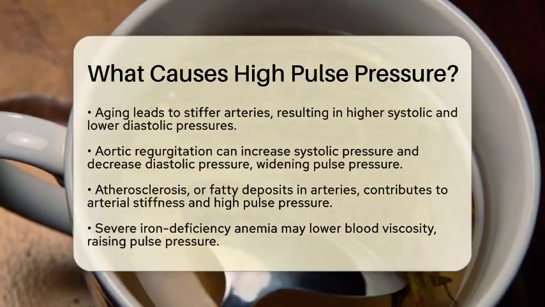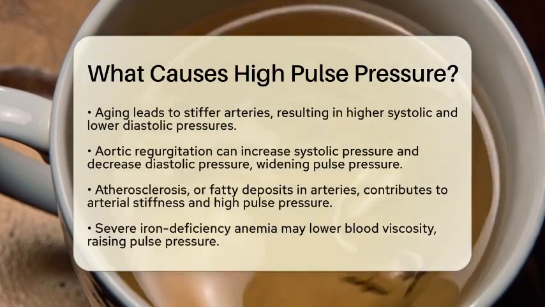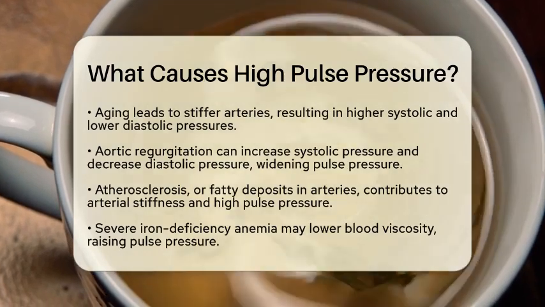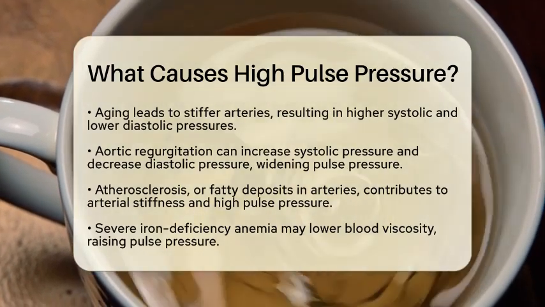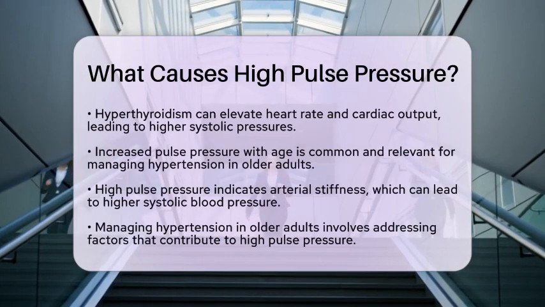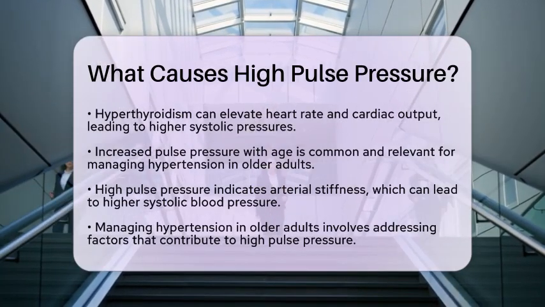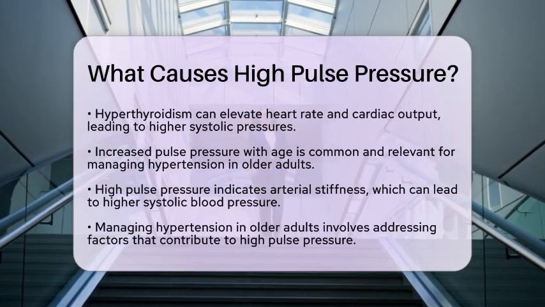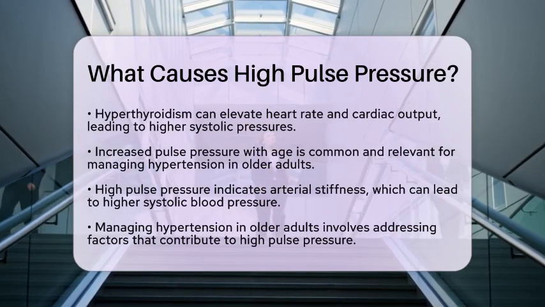Atherosclerosis, which is the buildup of fatty deposits in the arteries, can also contribute to high pulse pressure. This buildup causes arteries to stiffen, leading to increased pulse pressure. Conditions like severe iron deficiency anemia can decrease blood viscosity, which may also raise pulse pressure. Additionally, hyperthyroidism can increase heart rate and cardiac output, causing higher systolic pressures and wider pulse pressures.